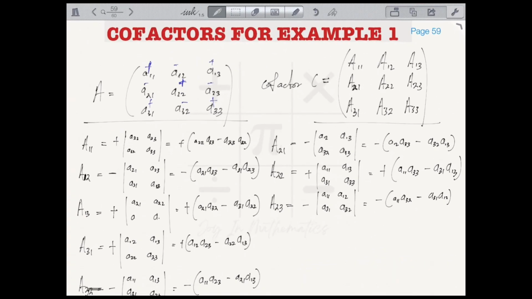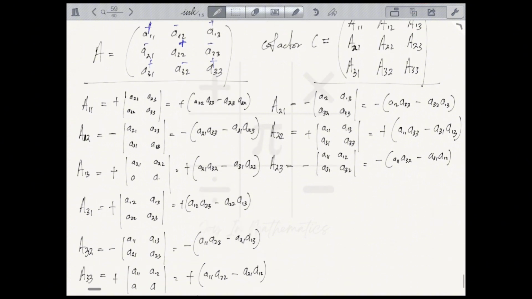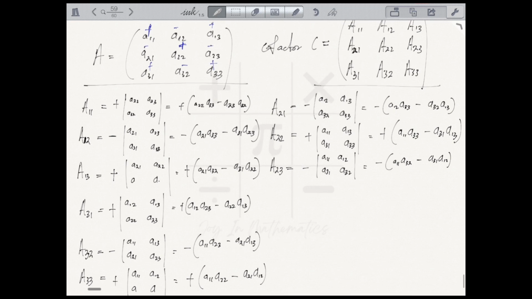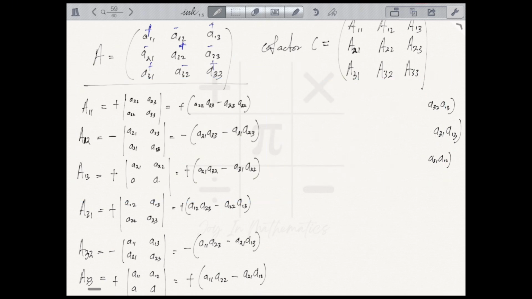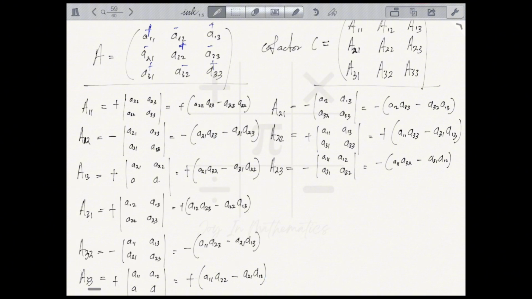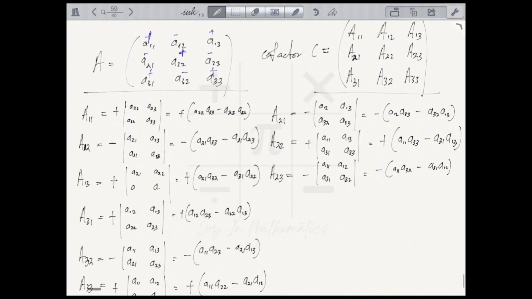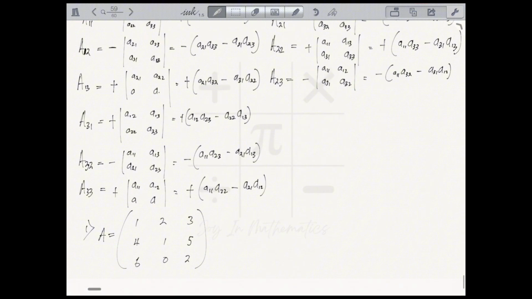From our previous video, we learned about cofactors, and now we want to implement it in the first example we have: the inverse of a 3 by 3 matrix. This is the summary of what we did, where we had matrix A, and we're looking for the cofactor C, and these are the elements of the cofactor. Now these are theorems. Let us implement them in an example.